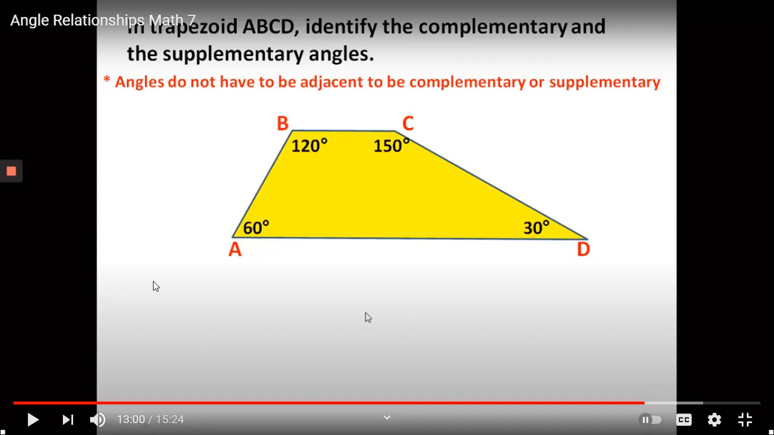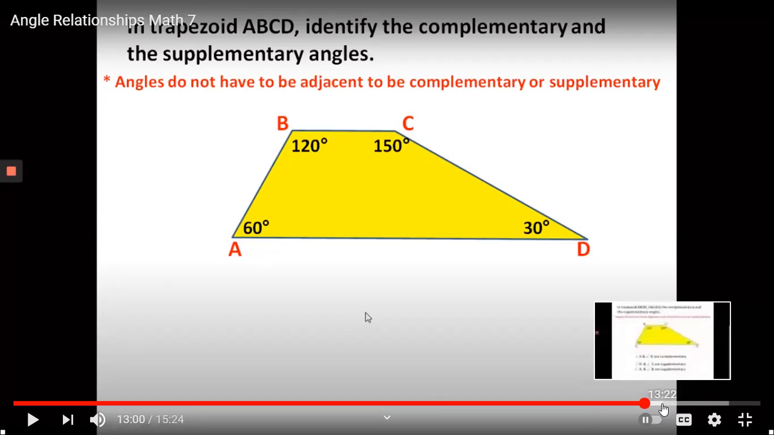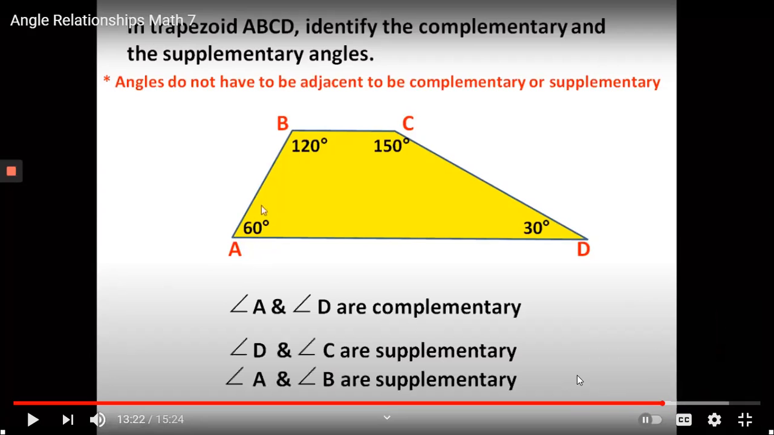Who can give me an example of 2 supplementary angles? B and C. C and D. Yes. So C and D, because 150 plus 30 equals 180. And also we can say B and A, because 120 plus 60 equals 180 degrees.